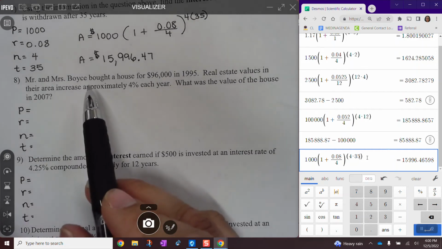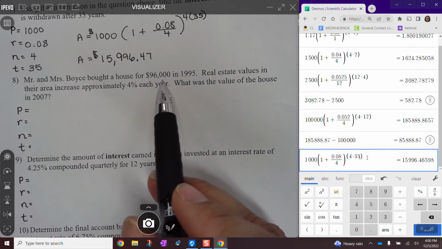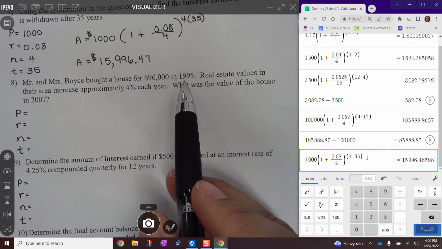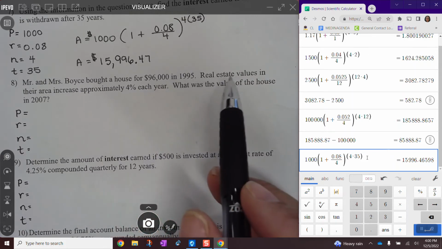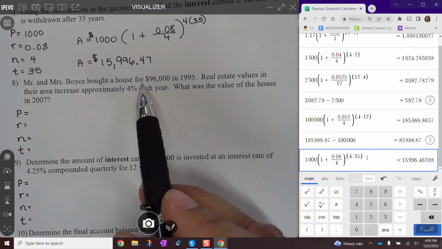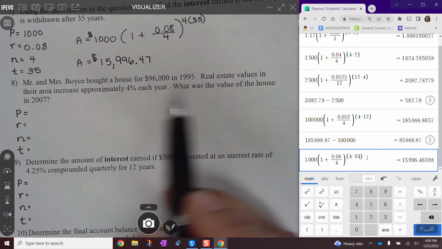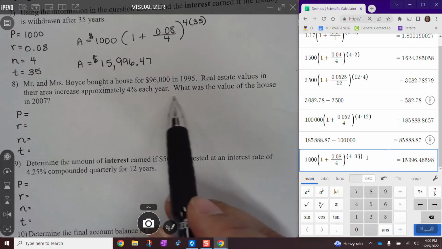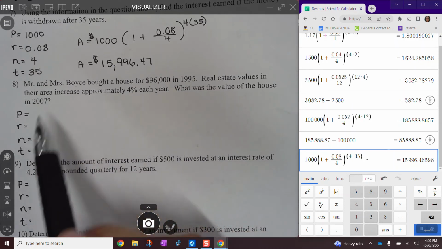Mr. and Mrs. Boyce bought a house for $96,000 in 1995. Wow, that's kind of cheap, I guess. Real estate values in their area increased approximately 4% each year. What was the value of the house in '07?